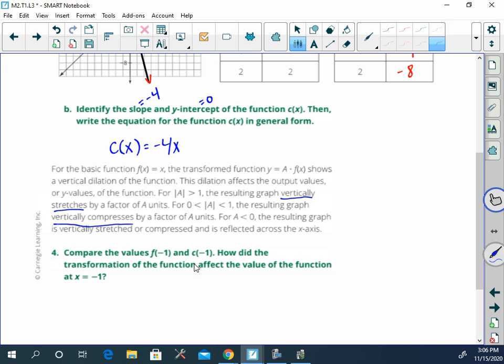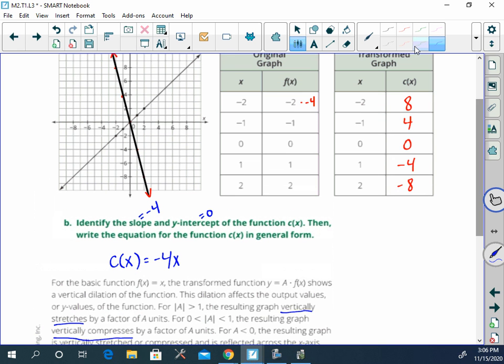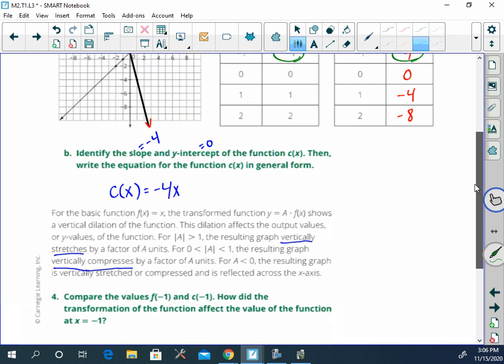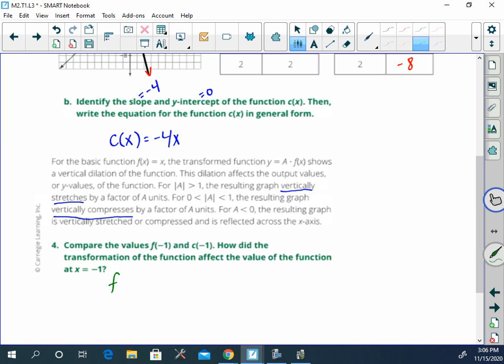So if we compare our values here, f of -1 and c of -1. If I go back up here, f of -1 is here, and c at -1 is here. So let's write those down. F of -1 equals -1, and c of -1 was 4. What happened? It just multiplied by -4, which is how we found it. So that's all we got to write here. Multiply by -4.